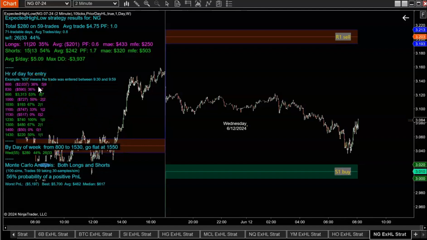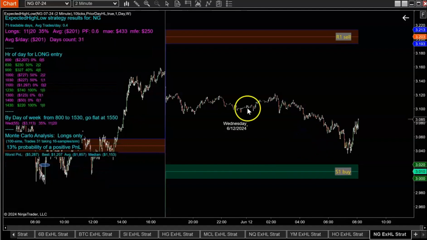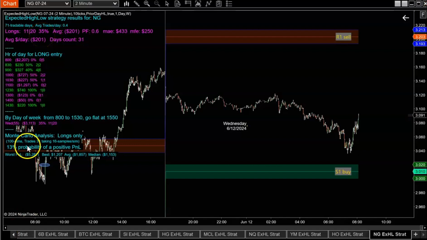So natural gas is a loser on the 8 o'clock time. $2,000 we lose on average. So the longs, in general, are losers. 35% win rate on the longs. I'm going to take a look now. Let's only look exclusively at the longs. So 35% win rate on the longs.